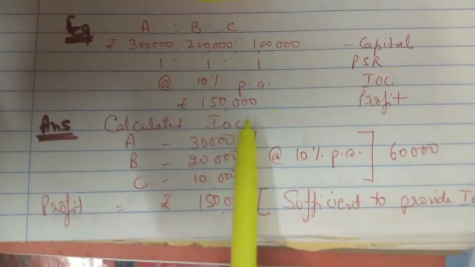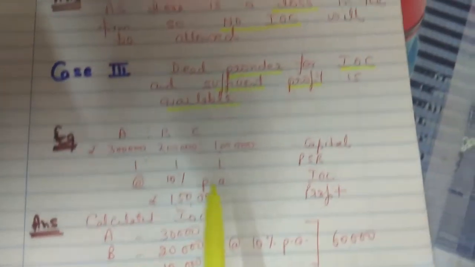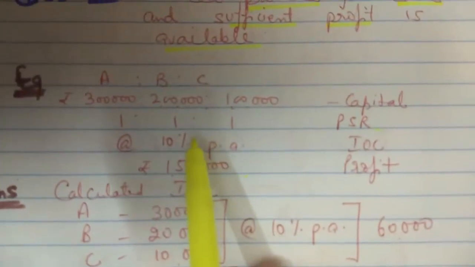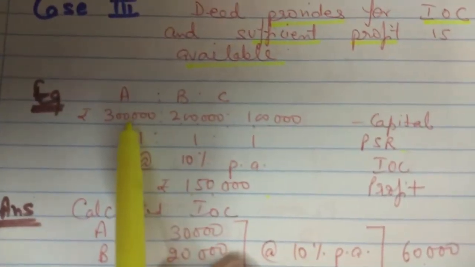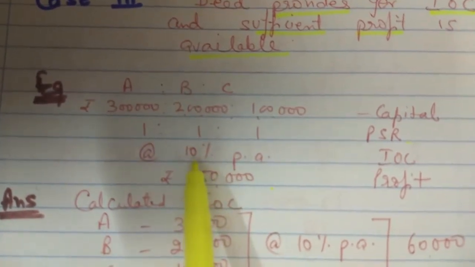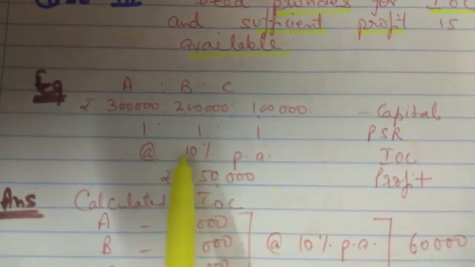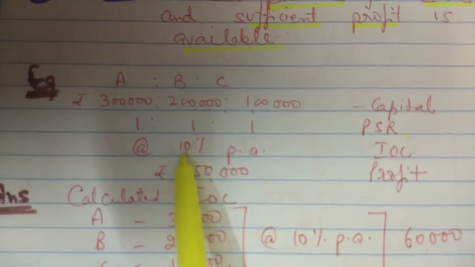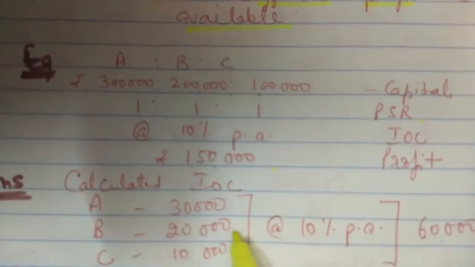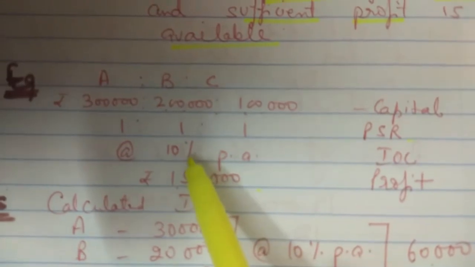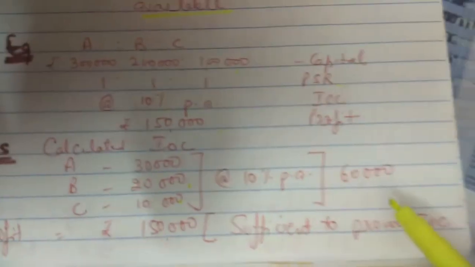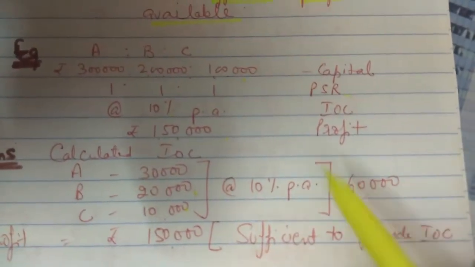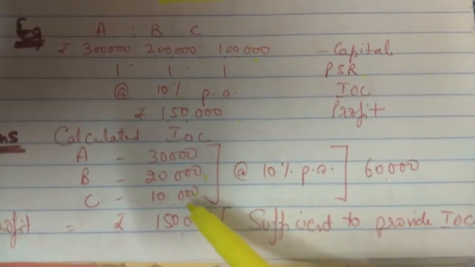Now how to calculate? Calculated IOC. Here I had written calculated IOC. Calculated IOC means IOC to be calculated on the capital at the rate 10%. So A's IOC will be 10% of 3 lakh, 30,000. B's IOC will be 10% of 2 lakh, 20,000. C's IOC will be 10% of 1 lakh, 10,000. Total IOC is 60,000. 30 plus 20 plus 10,000.